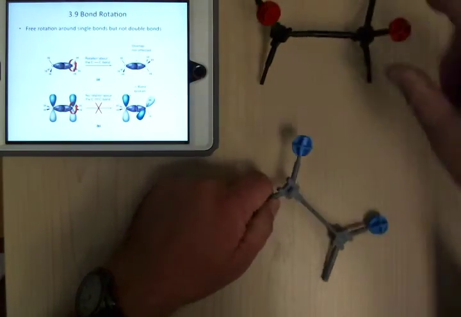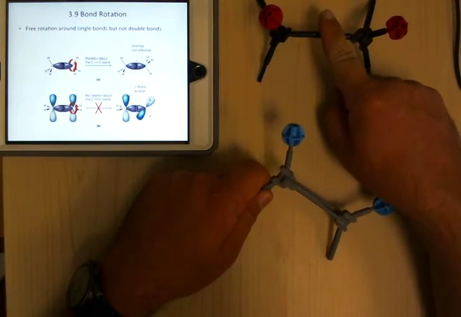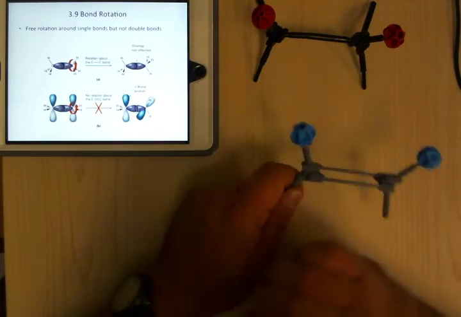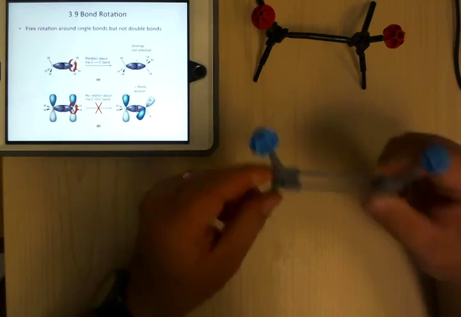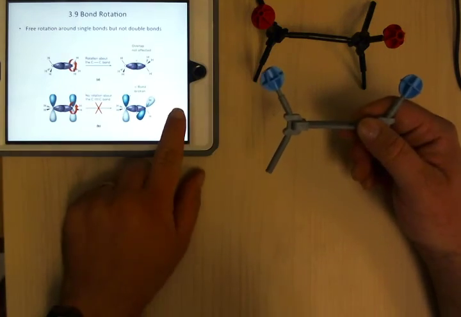Okay, so carbon-carbon single bonds, free rotation. Double and triple bonds, can't get it. Right? You can't get free rotation on there. They are locked into place.